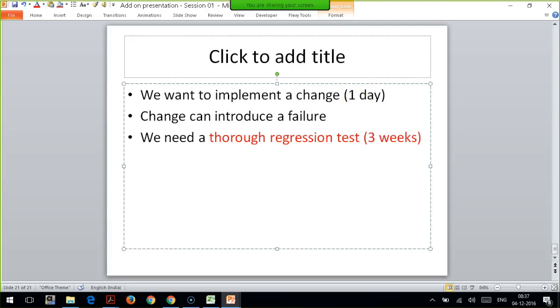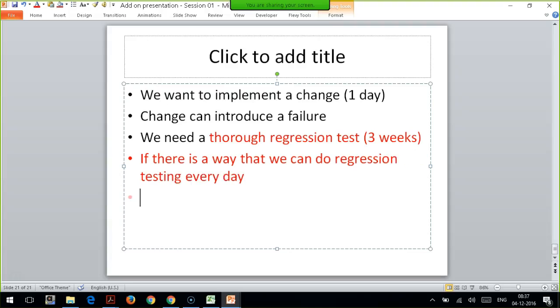Which is the slowest process among them, the change or the regression test? It's the regression test, because the change can happen in one day, but the regression test will take 3 weeks. So if there is a way that we can do regression testing in a day, every day, then there is no problem. This is where the challenge lies. If people can perform regression testing very quickly, they can release many more changes.